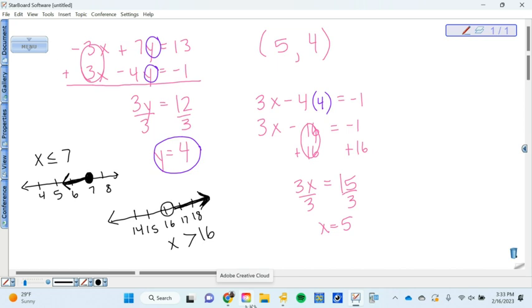Get dividers up, pencils out. You can use this paper. And when you're done.